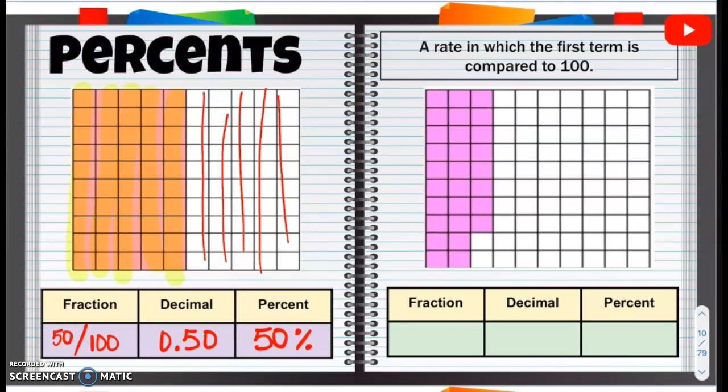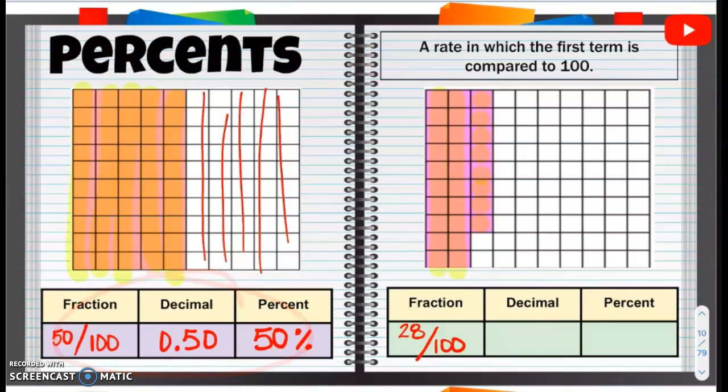All right, now, if you take a look at this next one, we're going to do the same thing. What is the percent that's shaded? So we have 10, 20, 21, 22, 23, 24, 25, 26, 27, 28. So we have 28 shaded, and we know that this is a 100 grid, so that means there's 100 squares. Same thing like we did on this side over here.